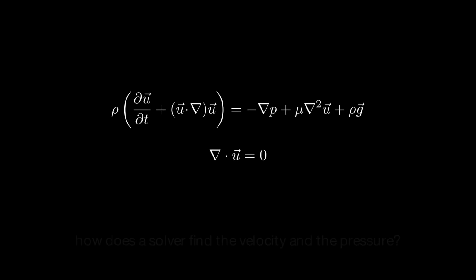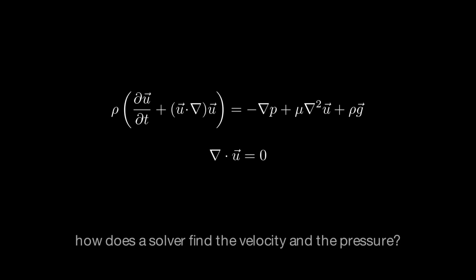Over the last few videos, we built up the rules a fluid has to follow, how it moves, and the fact that mass can't simply appear or vanish. But the equations on their own aren't a solver. So how does a computer actually find the velocity and the pressure everywhere in the flow? The velocity, we can march forward in time. The pressure is the part that's harder to pin down, and one repeating loop is what ties the two together.